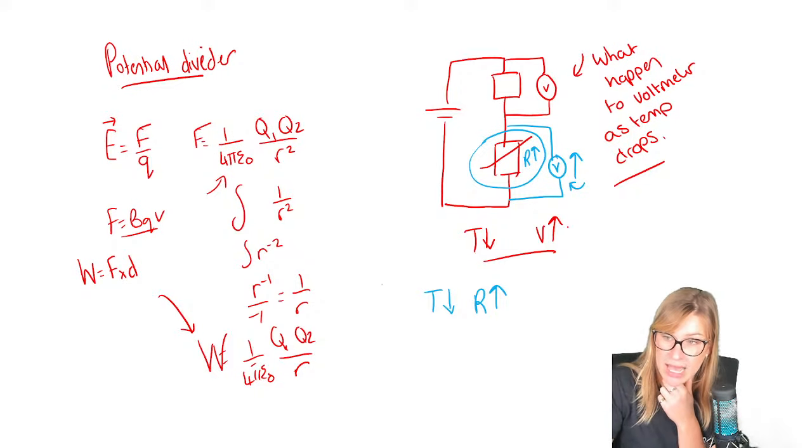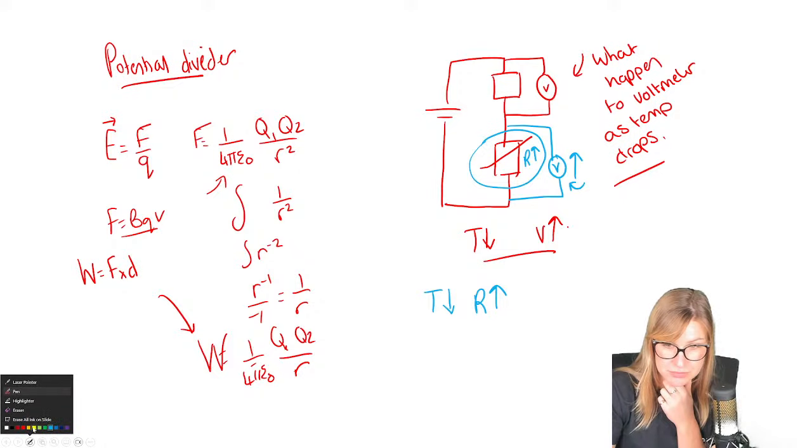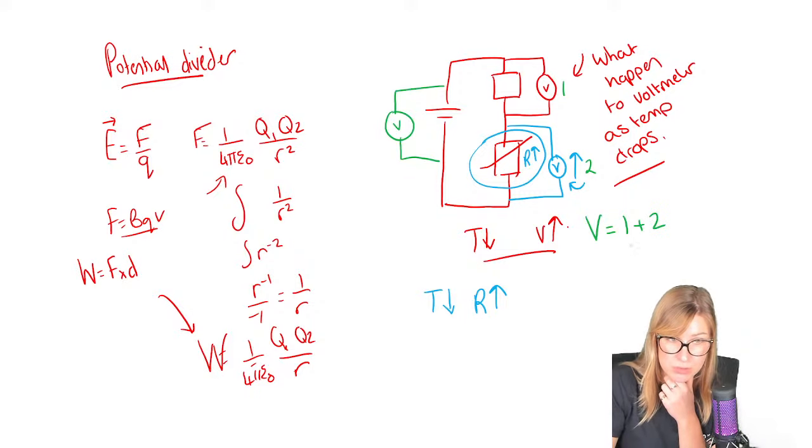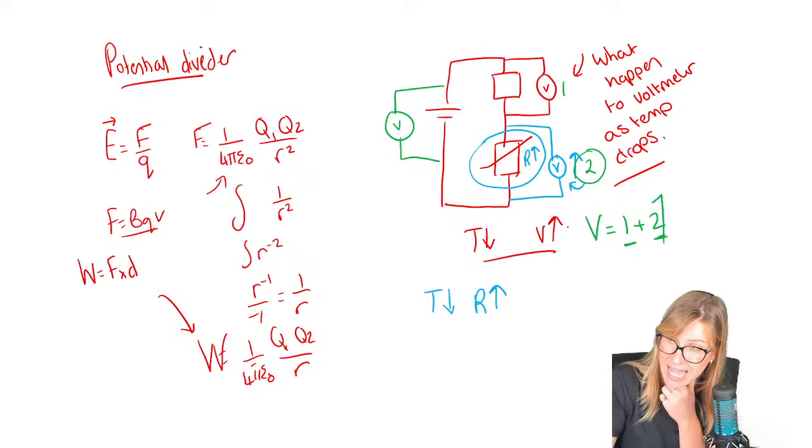But if I change colors, I know that whatever potential difference is across my cell must be equal to the potential difference here plus the potential difference here. So the potential difference across my cell must equal voltmeter 1 plus voltmeter 2. And if voltmeter 2 has just got really high, voltmeter 1 is actually going to decrease. So this voltmeter here will have a decrease in its reading because this voltmeter had an increase in its reading.